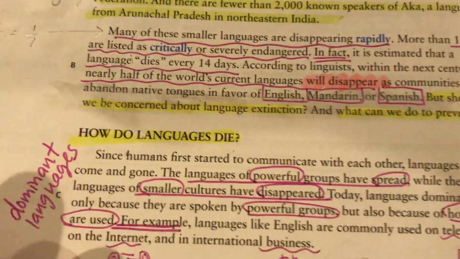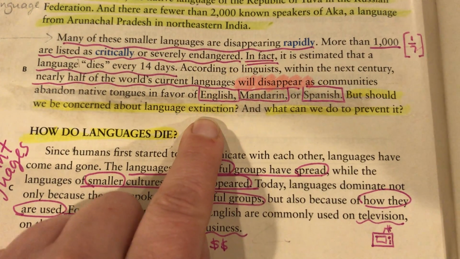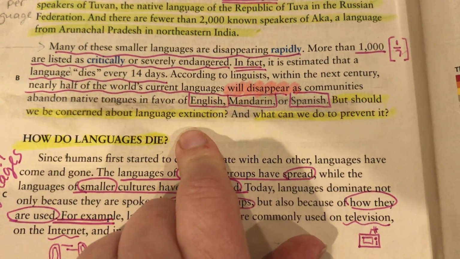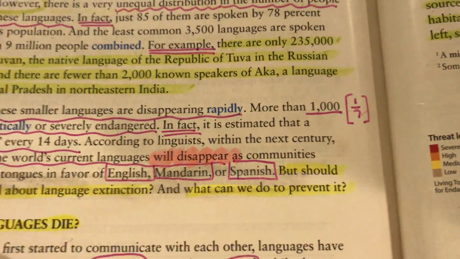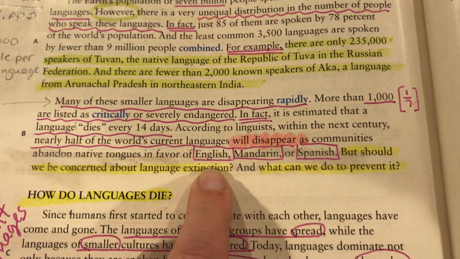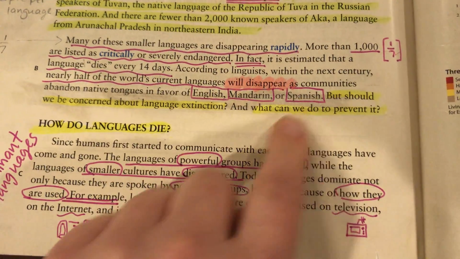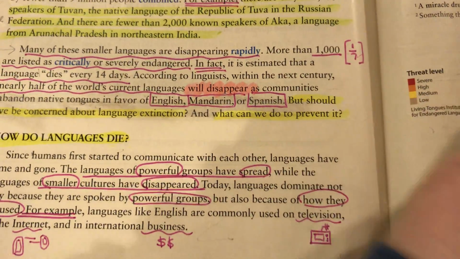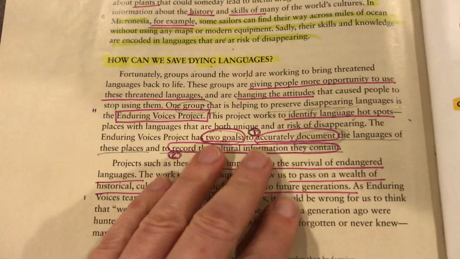Now, at the end of this paragraph, we got something very interesting. 2 questions. But should we be concerned about language extinction? And what can we do to prevent it? Have we heard these sentences before? We have. Those are headings. Why should we be concerned, right? But should we be concerned about language extinction? Okay, it's asking questions which it's then going to answer in the text. So it's letting us know how these ideas are going to be organized in this text and what we can expect when we read it. What can we do to prevent it? How can we save dying languages? So different words, same meaning.